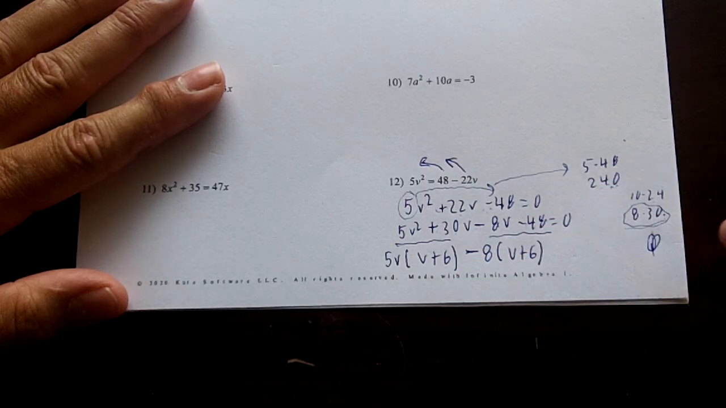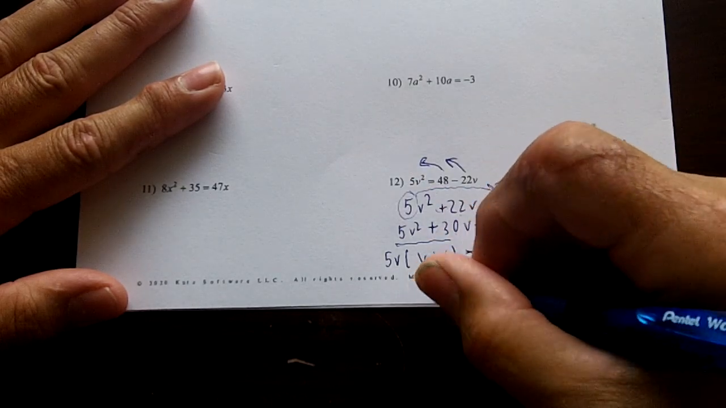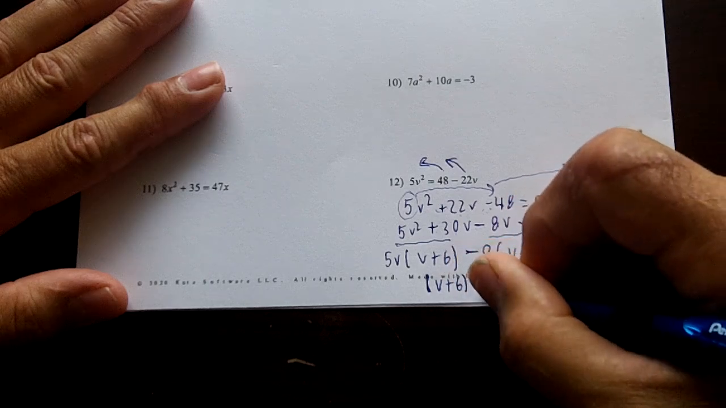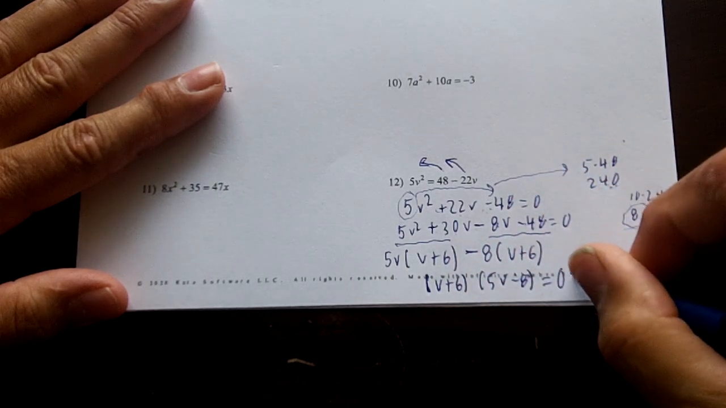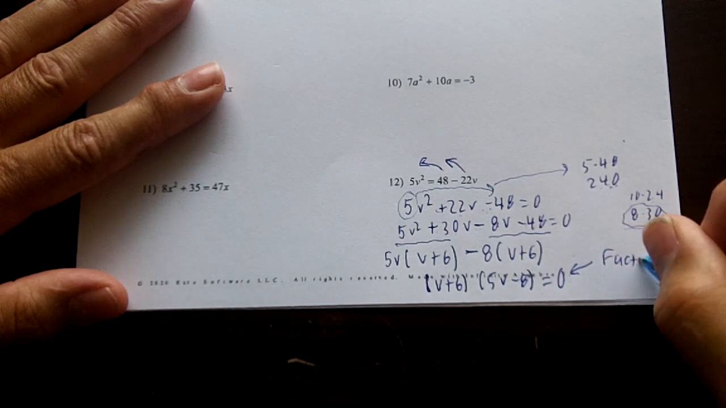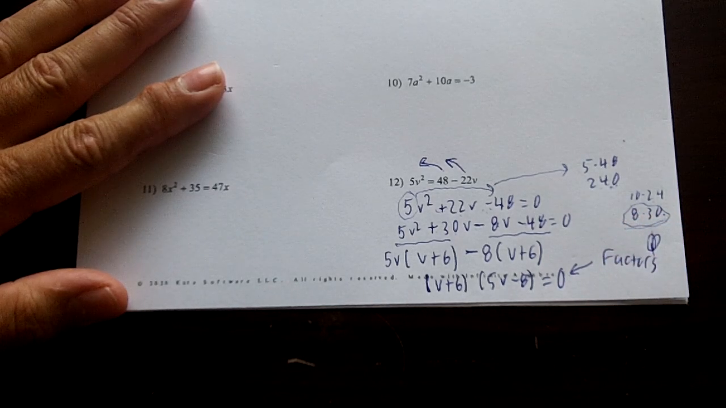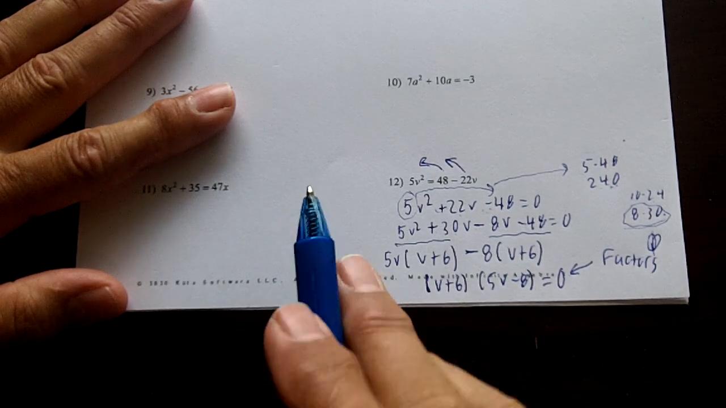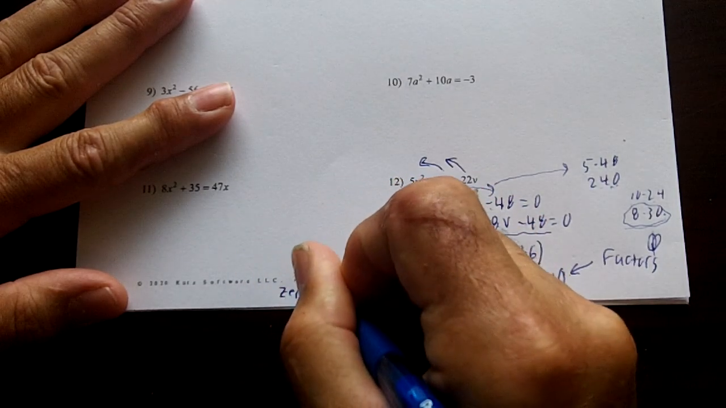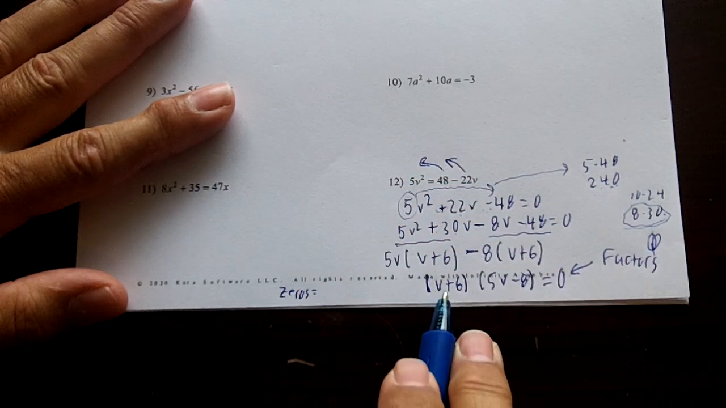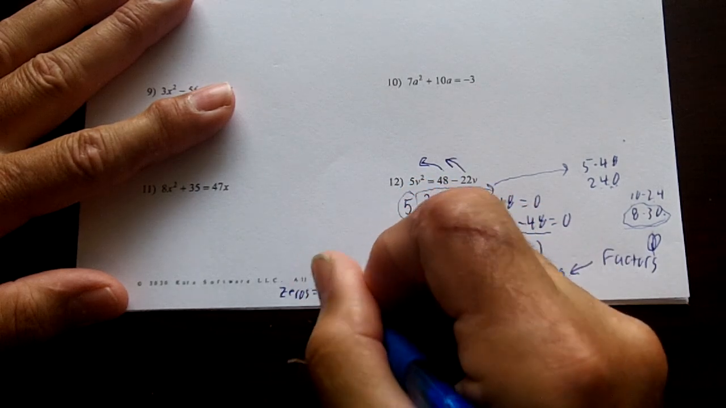So my v plus 6 repeats, doesn't it? So I'll have v plus 6, parentheses, 5v minus 8 equals 0. These are my factors, right? Okay, those are my factors. So now I'm going to go over here and get my zeros. My zeros are going to be the opposites, right? So my zeros, the opposite of positive 6 is negative 6.